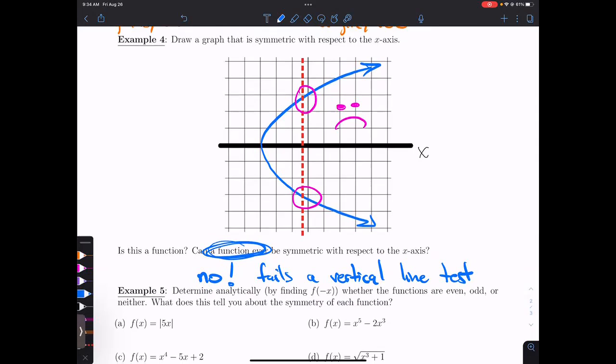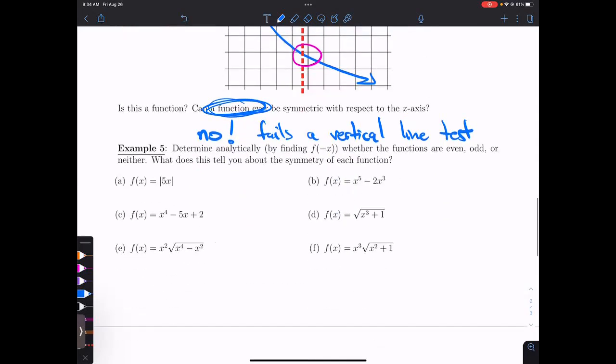Okay. All right. So about 15 minutes left. Checking analytically whether a function is even or odd or neither, which again means finding f of negative x.